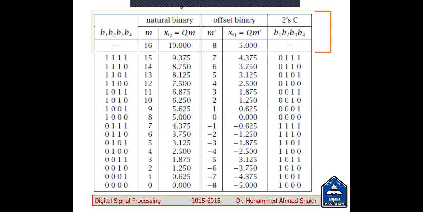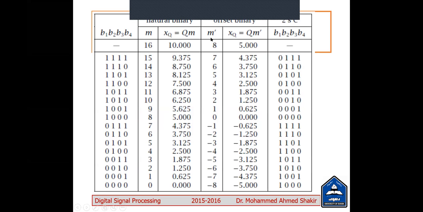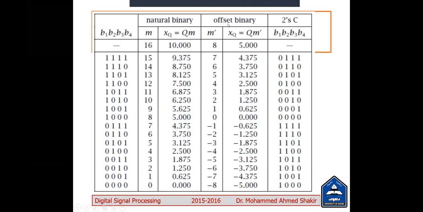Now let us go to the second system, which is the offset binary. Look, please. This time, we said that we are going to shift the whole range by R over 2. While shifting the range by R over 2, we have negative and positive values, so starting from minus 5.